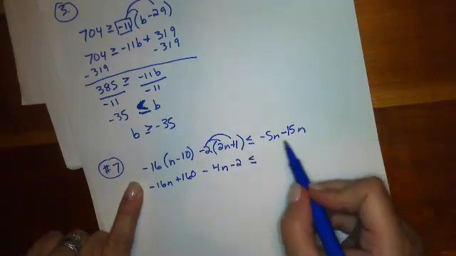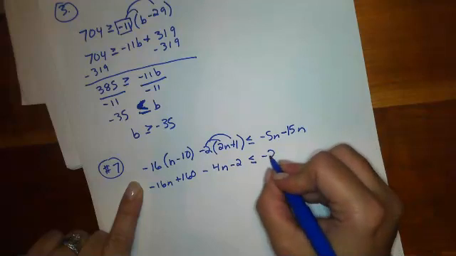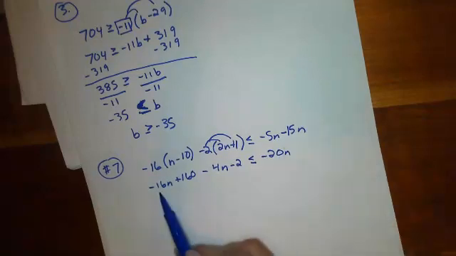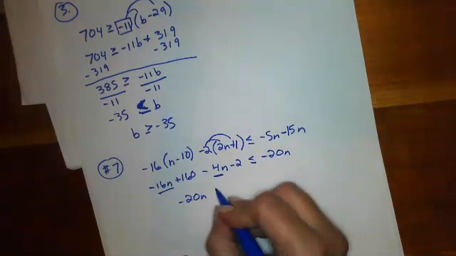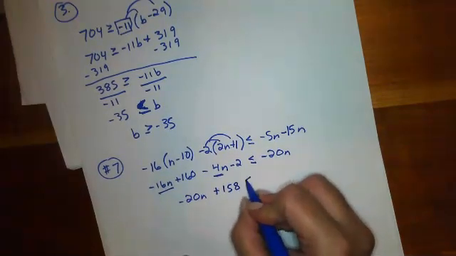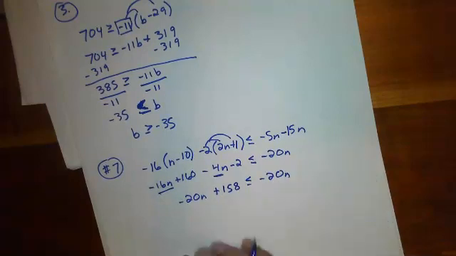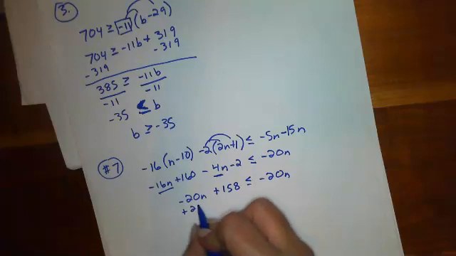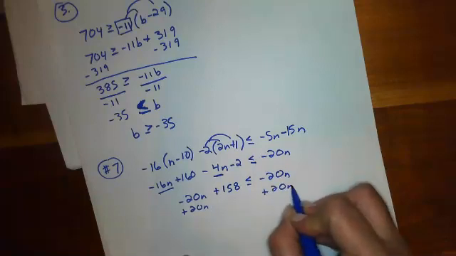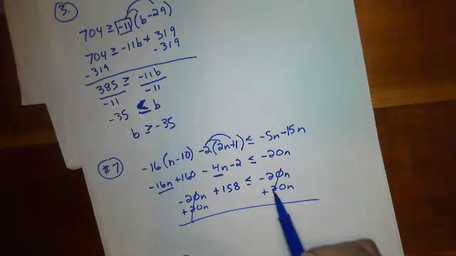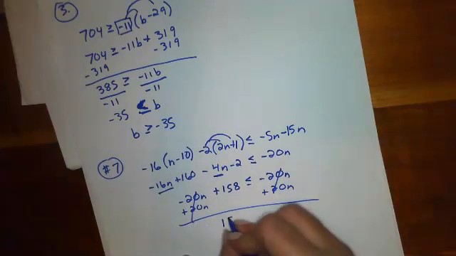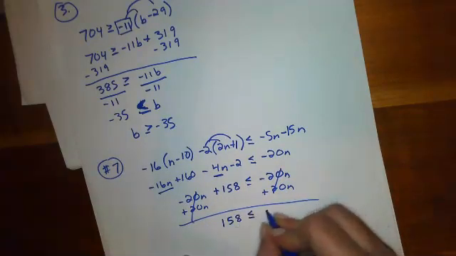I'm going to combine those right away. Negative 5 minus 15 is negative 20n. I'm going to combine some like terms here. I've got a negative 16n and a negative 4n, which gives me negative 20n. Then 160 minus 2 gives me a plus 158, less than or equal to negative 20n. Let's move the variable over here since we have the constant already on this side. Now this is where some of you messed up on the quiz. You have to show that that is a 0. So you have 158 is less than or equal to 0.